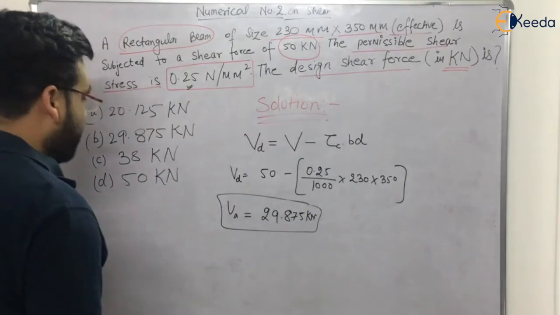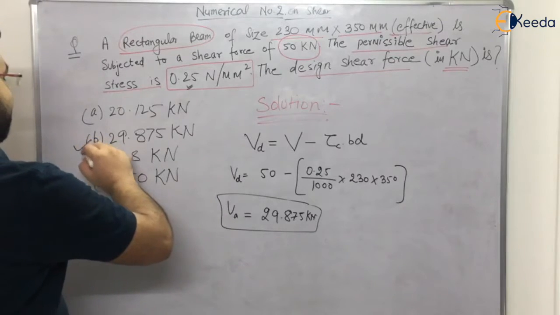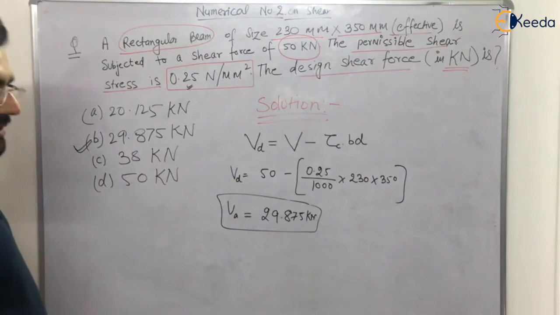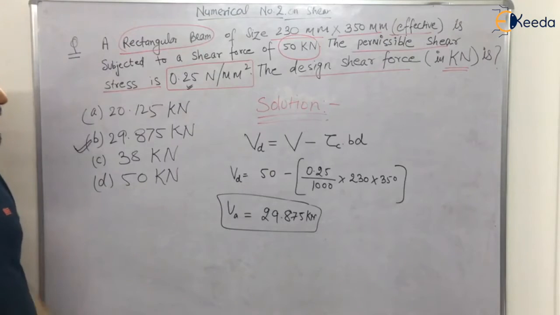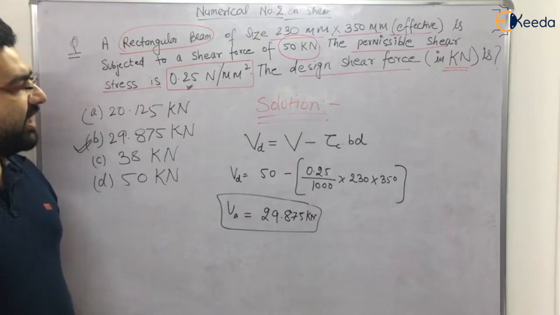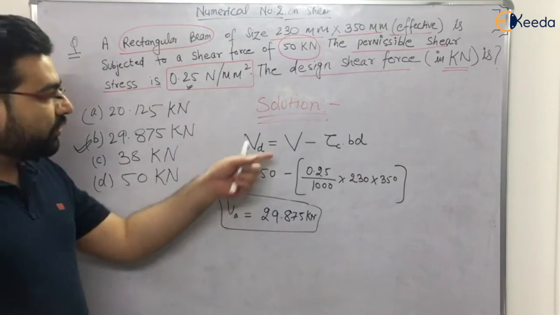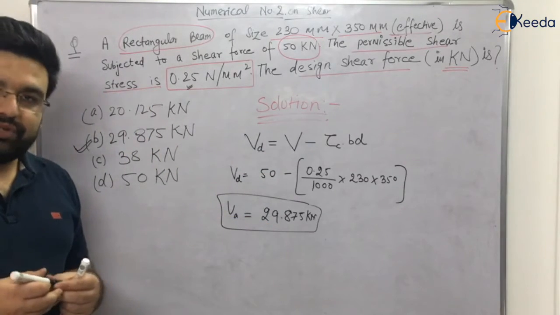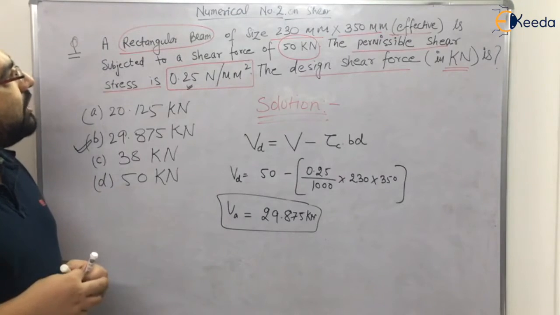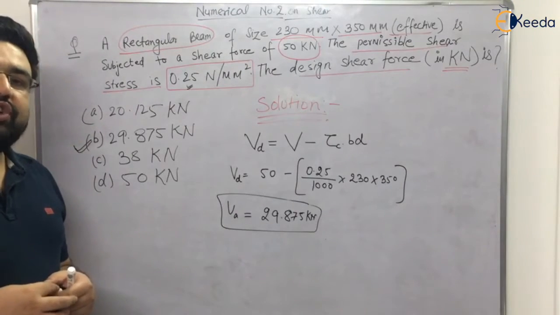Is there an option 29.87? This is the correct option. So B is the correct answer. So it was a very straightforward question, but this concept was taken into this numerical. This is important because when you are designing very big beams, this concept has to be taken into consideration. So I hope that you have understood the numerical number 2 on shear.